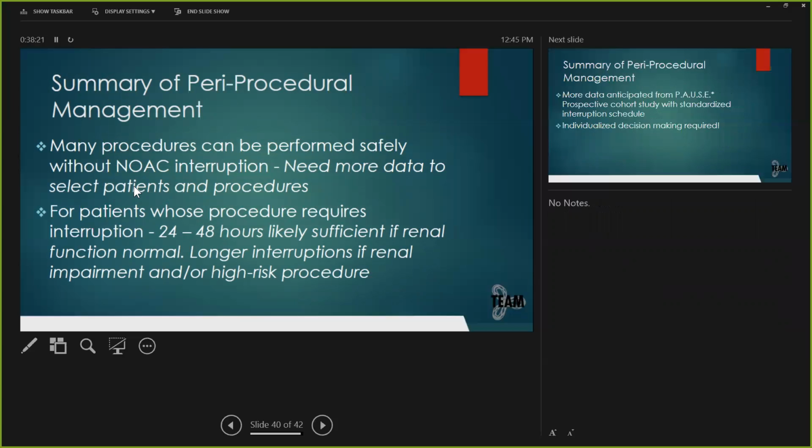So in summary, many procedures can be performed safely without any interruption, but we need more data to select patients and procedures. And for patients whose procedures require interruption, 24 to 48 hours is enough if they have sufficient renal function.